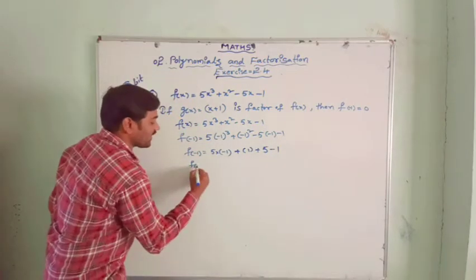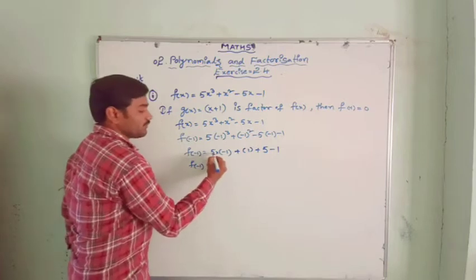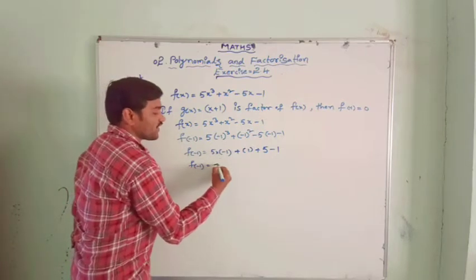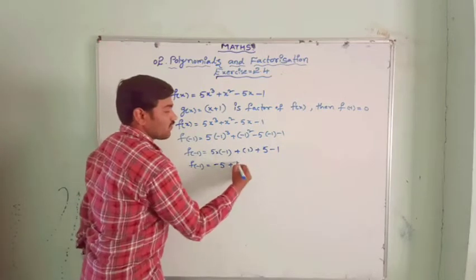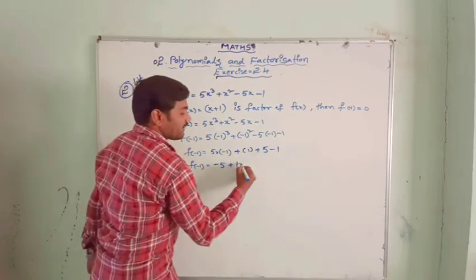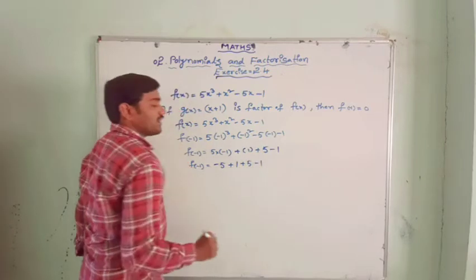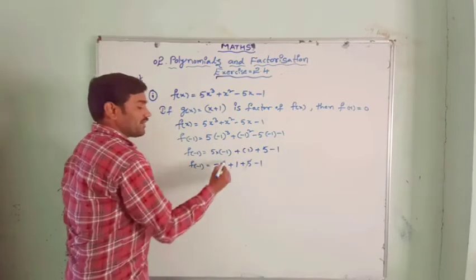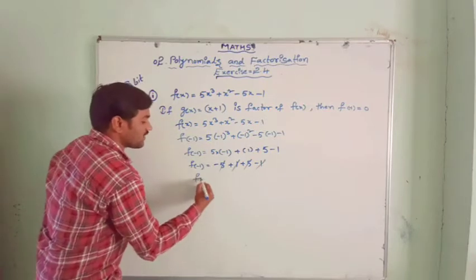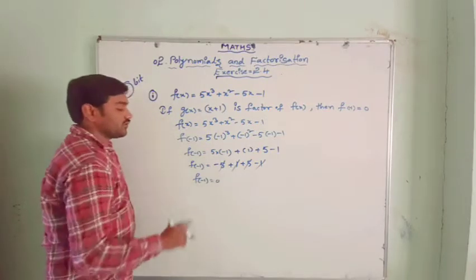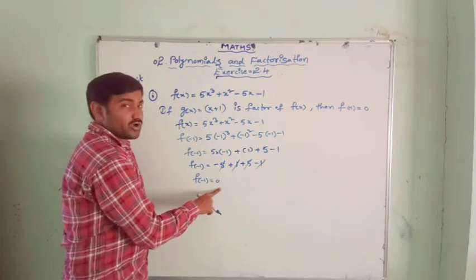Let us simplify again. f of minus 1 equals 5 into minus 1 is minus 5, plus here 1, here 5, here minus 1. So here plus 5 minus 5 get cancelled, plus 1 minus 1 get cancelled. f of minus 1 equals 0. You got it, no?